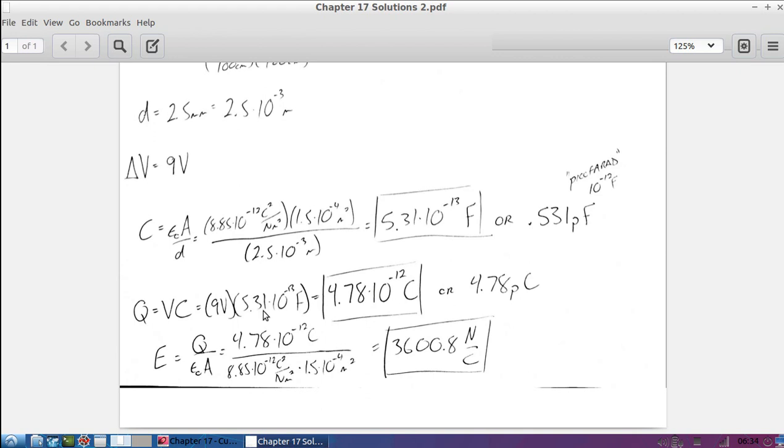The final part is asking for the magnitude of the electric field in the capacitor, and now that I have the charge from the second part, I can use Q over epsilon naught A to find the electric field, and that's what I do here. So I substitute this value in for the charge, epsilon naught in again, the cross-sectional area here, and I have a very strong electric field. Very small capacitance, but a very large electric field. So 3600.8 newtons per coulomb.